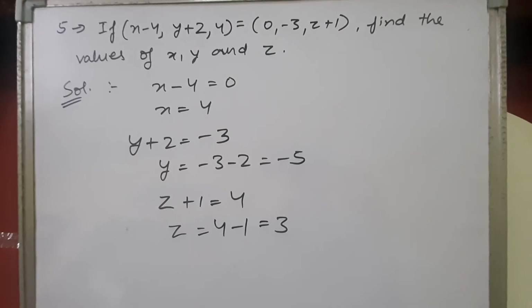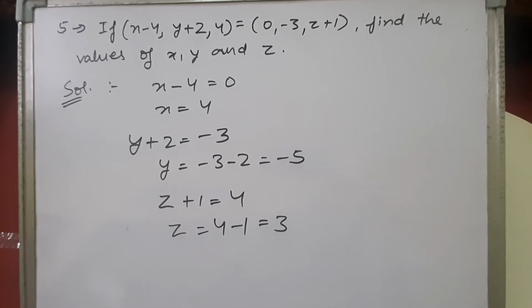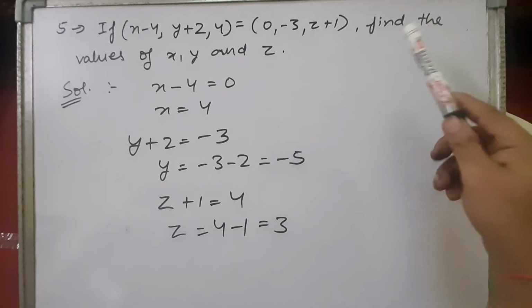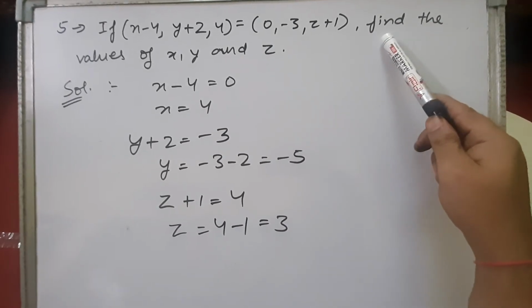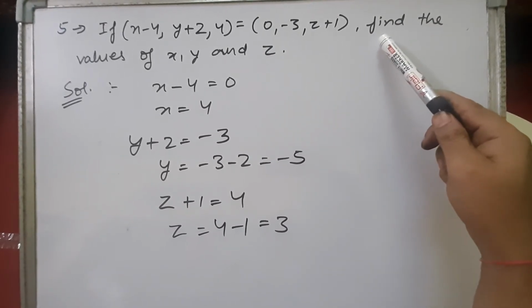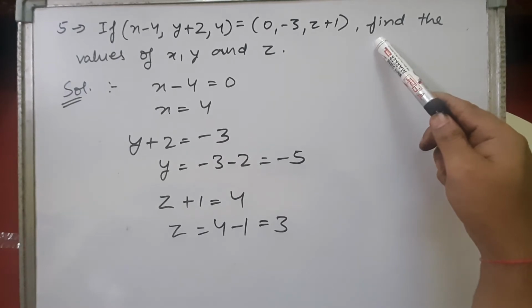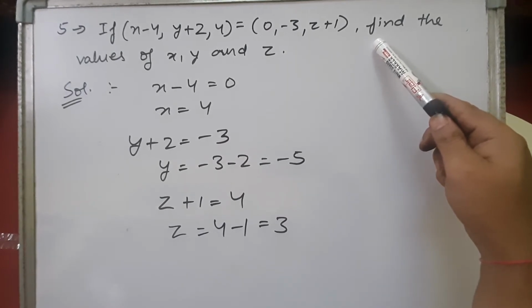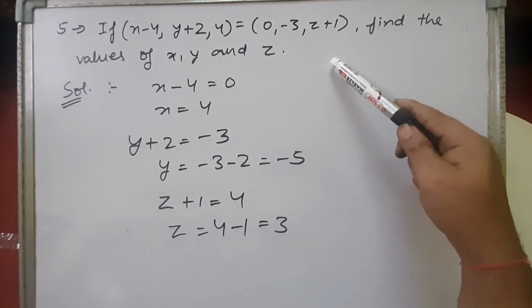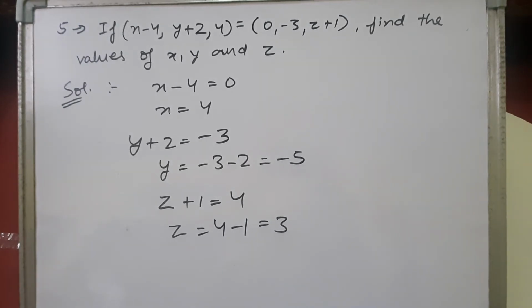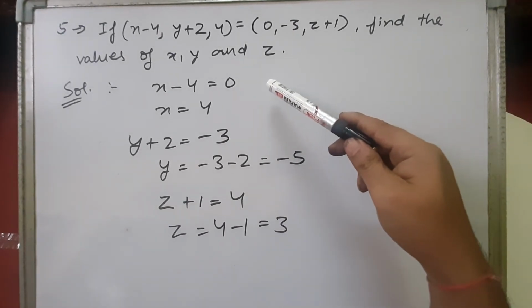Okay children, let's see another sum. In this sum it is given that there are two ordered pairs which are equal: (x minus 4, y plus 2, 4) is equal to (0, minus 3, z plus 1). Find the values of x, y and z. Now, if we are comparing two ordered pairs, the values of x, y and z will be the same. So we'll equate the values of x, y and z.